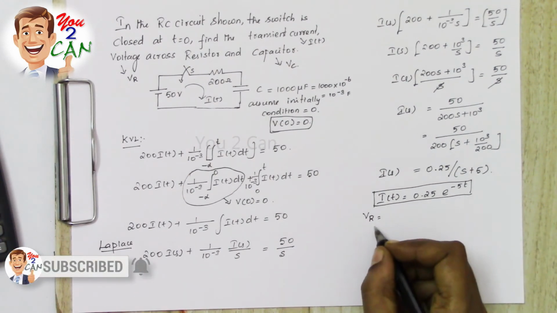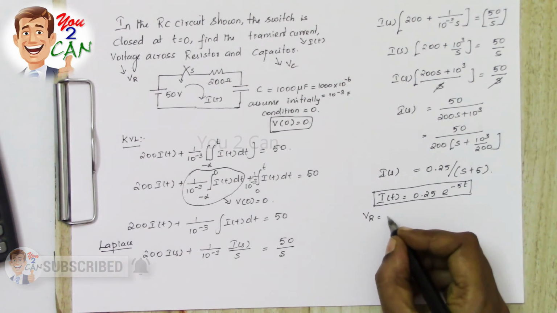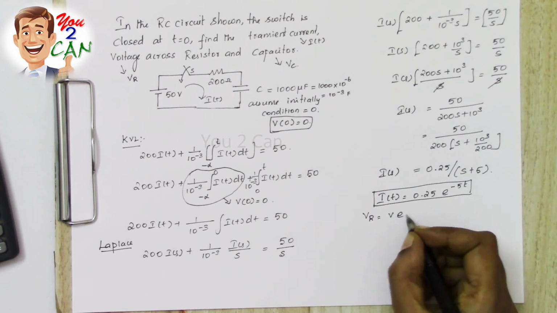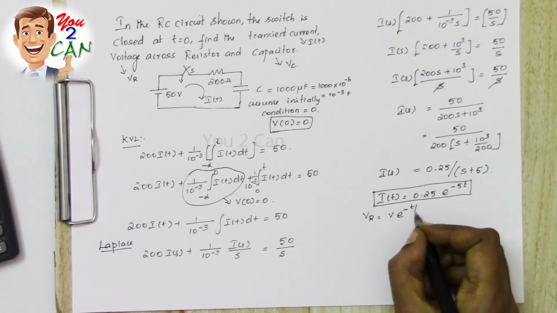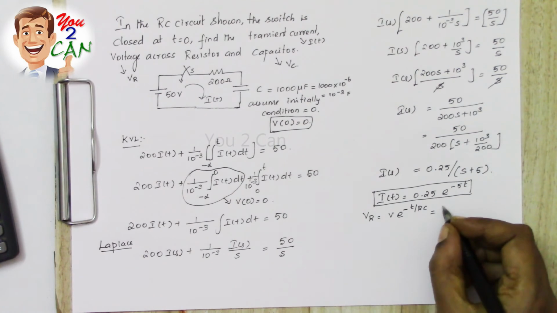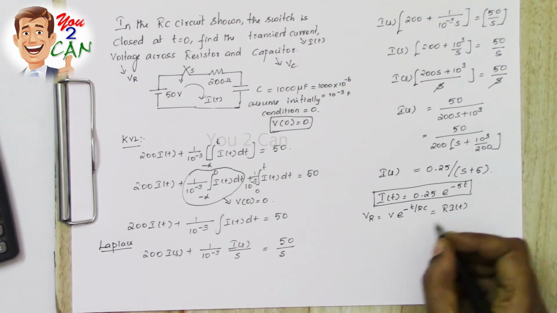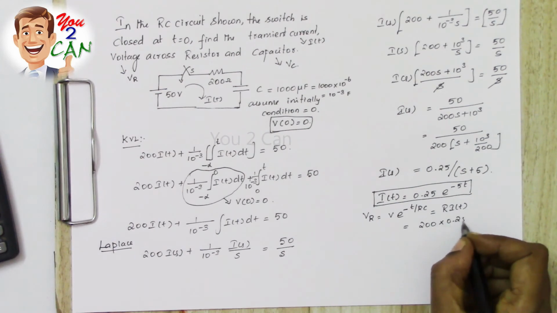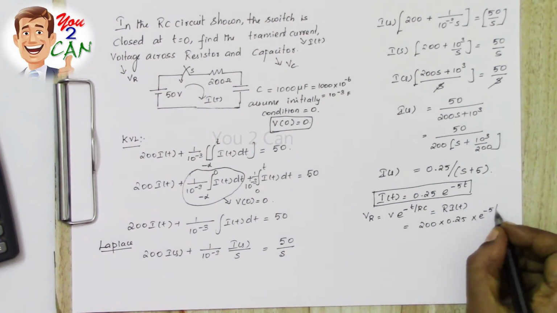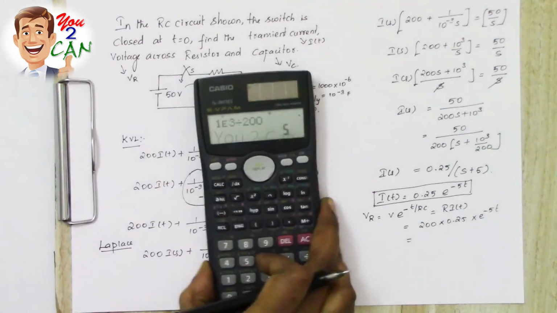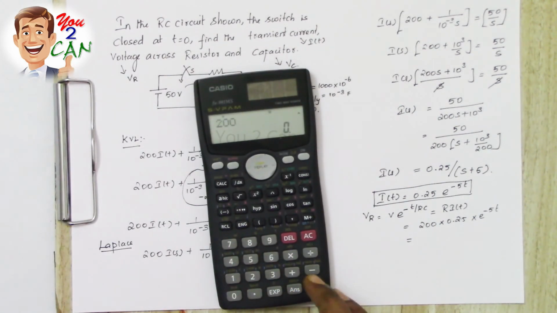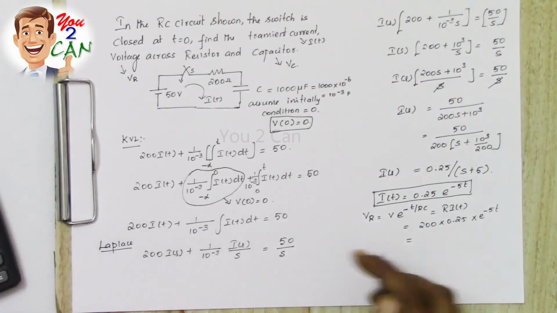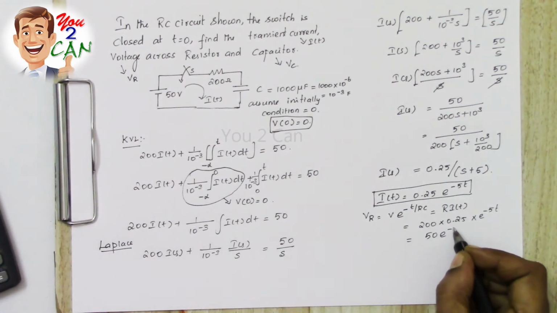And what is the voltage across the resistor? We all know the resistor formula is V into e power minus t by RC, otherwise R into I of t. What is R? R here is 200. I of t is 0.25 into e power minus 5t. That is equal to 200 into 0.25, that is 50. So 50 e power minus 5t.